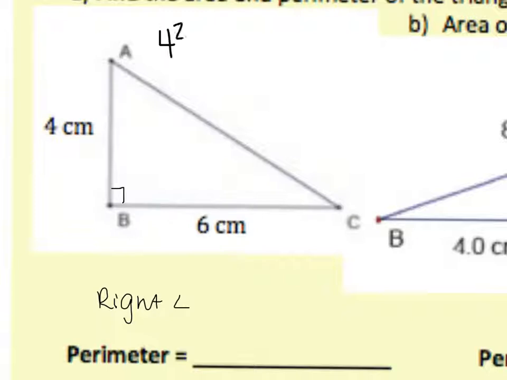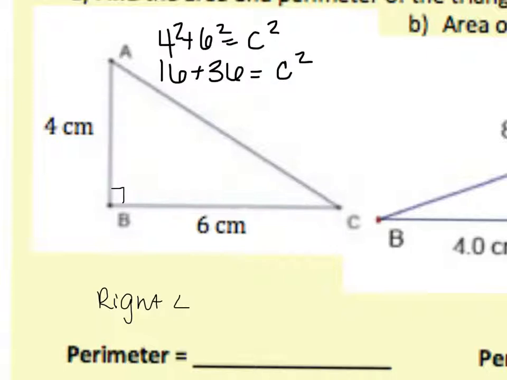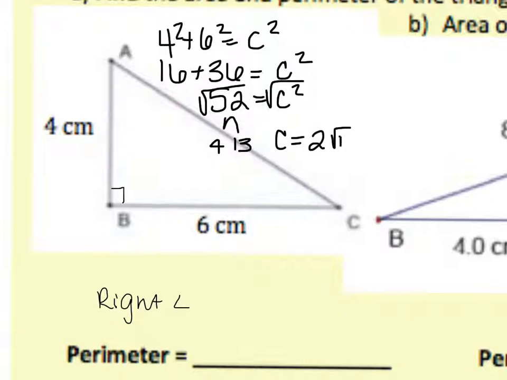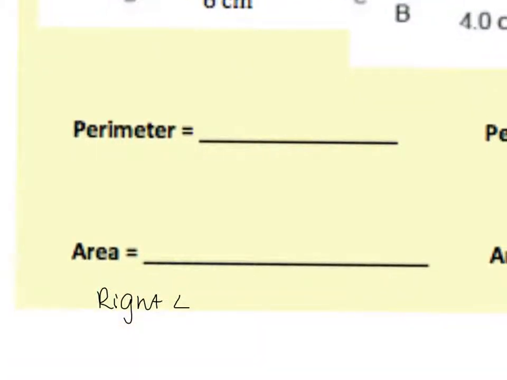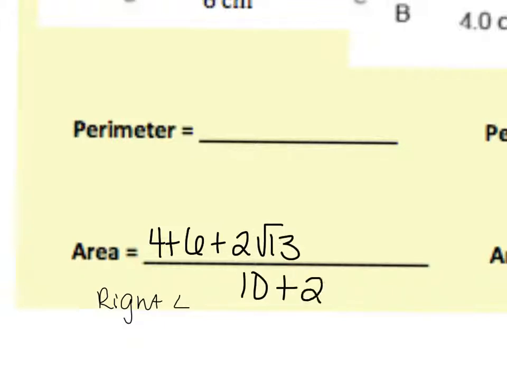So I'm going to take 4 squared plus 6 squared, and that's going to equal c squared. So I have 16 plus 36, and this is going to be 52. Now I don't want to have a decimal, so I'm going to go ahead and square root both sides, and I'm going to simplify. This is 4 and 13, so this is going to be 2 root 13 for that third side. So if I add my perimeter all together, I'll have 6 plus 4 plus 2 root 13 for a final answer of 10 plus 2 square root 13.